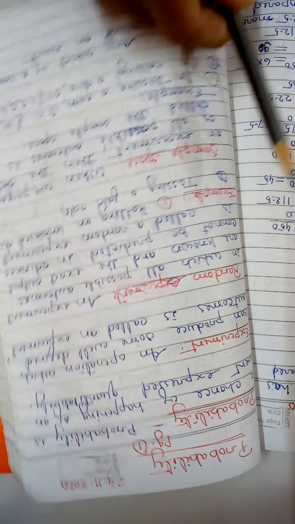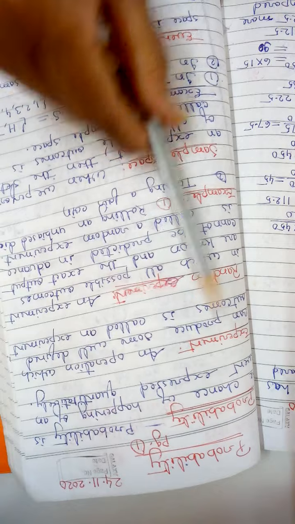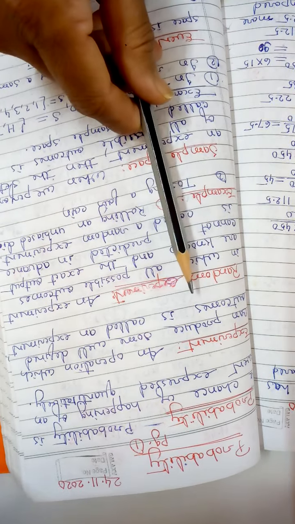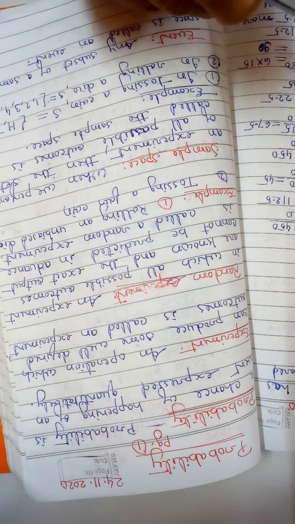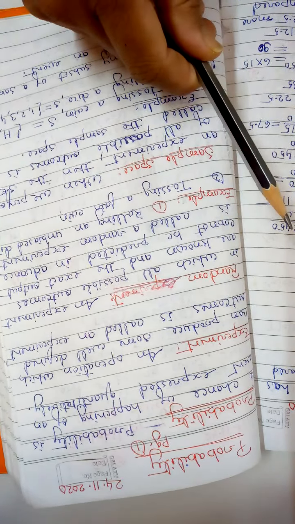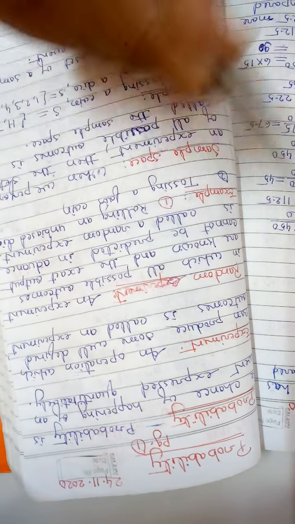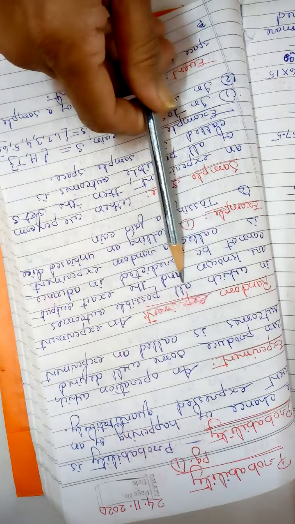That is called probability. Now, what is an experiment? An operation which can produce some well-defined outcomes is called an experiment. That means if we are doing something and we are certain that the result we know very well, then it is called an experiment.